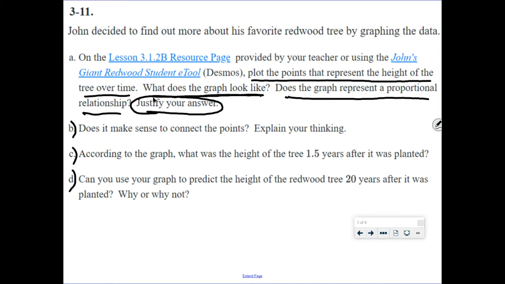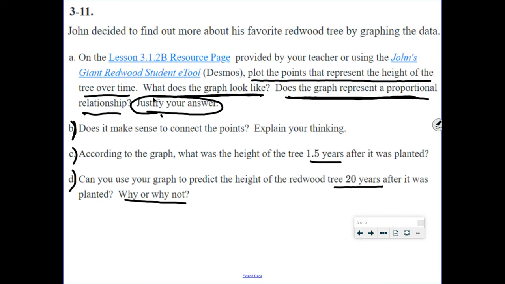What does the graph look like? Does the graph represent a proportional relationship? Justify it. Question B, does it make sense to connect the points? Explain your thinking. C, according to the graph, what was the height of the tree 1.5 years after it was planted? And D, can you use your graph to predict the height of the redwood tree 20 years after it was planted? Why or why not? So if you want to pause the video on this screen, you can pause it. Otherwise, you can go on your CPM book and just bring up problem 311. But for homework, you have to finish problem 311, including the graph.